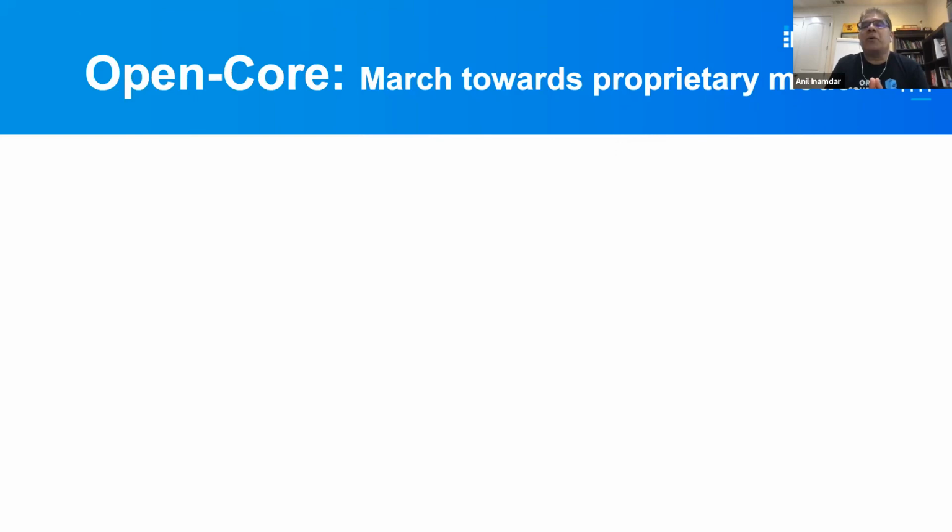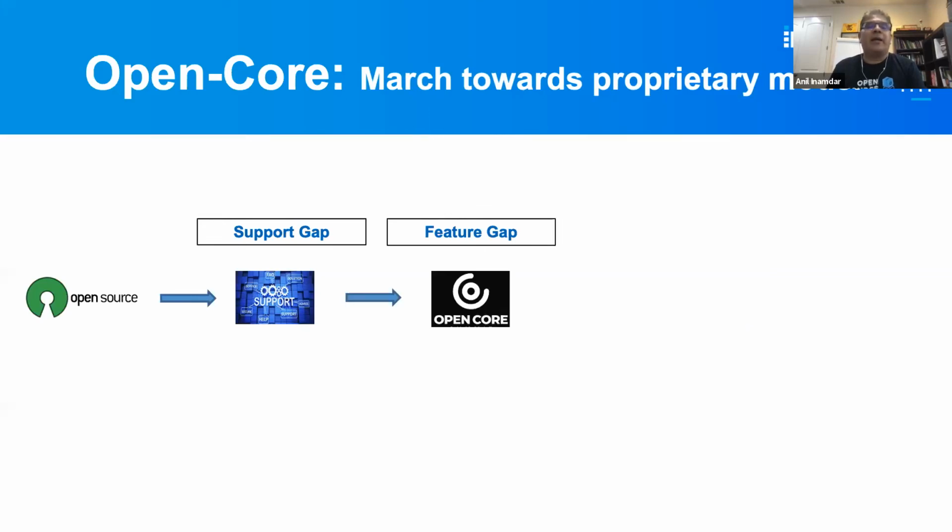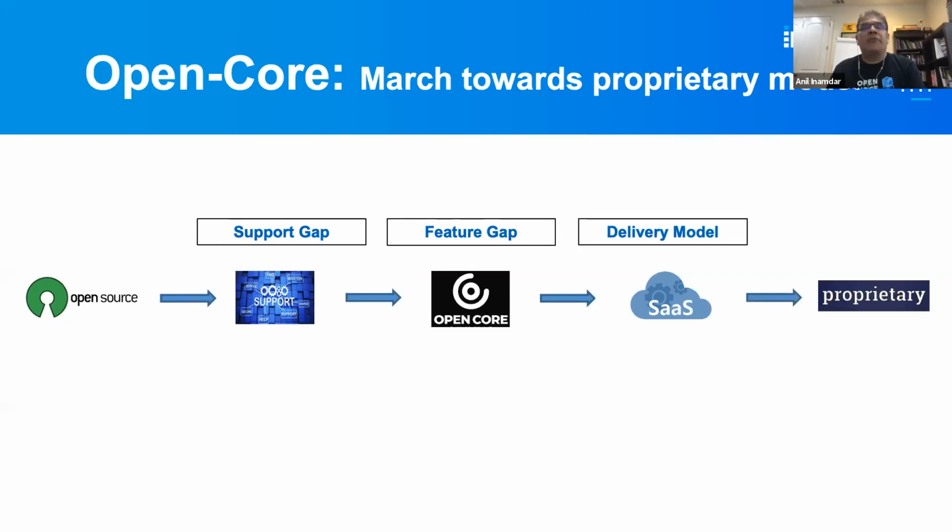I believe that open core is continuously moving towards the proprietary world. You start with open source software, and obviously there is a support gap. You fill that gap. Then there's a feature gap. You fill that gap. And then you want to find more differentiating factors, so you change your delivery model to software as a service, which is very popular now with the popularity of cloud software. Ultimately, you end up becoming proprietary software. So open core is always marching towards proprietary. They first fill the support gap, then the feature gap, then the delivery model, and ultimately there's no differentiation. But what happens to the open source?